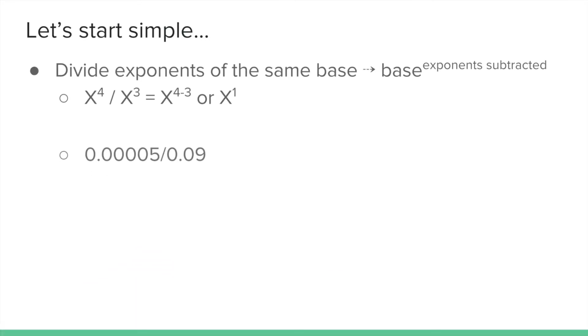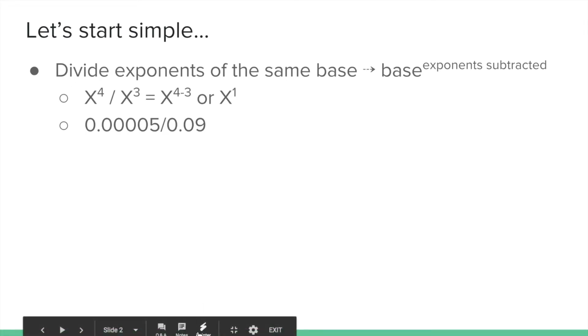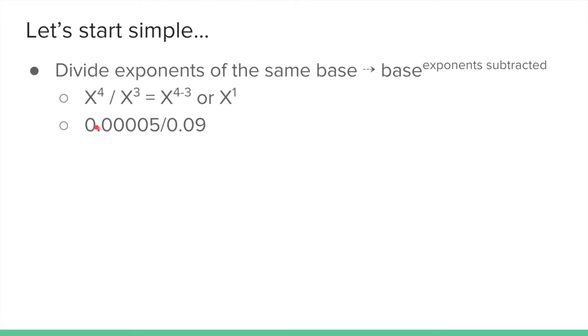For example, 0.00005 divided by 0.09. And now you might be thinking, how do I know that these are or aren't of the same base? We're going to act as if this one right here is about 10 to the negative 1, 2, 3, because this is going to round up. And then this one is 10 to the negative 1, because this one rounds up. That's why this rule also works with this.